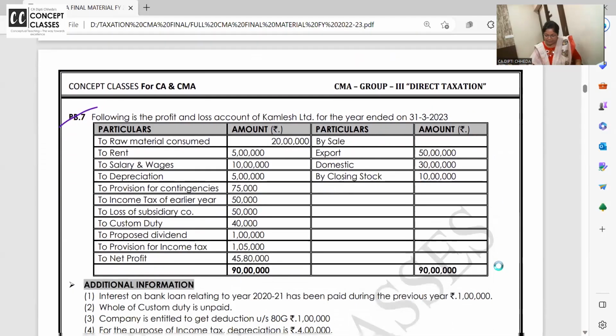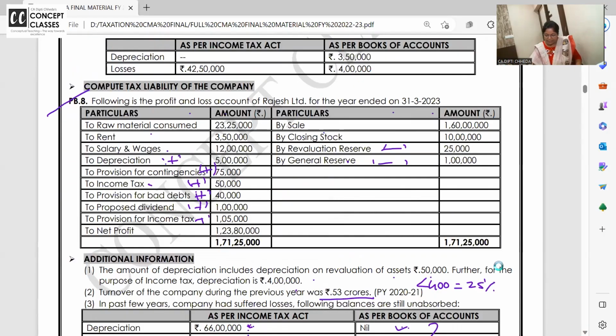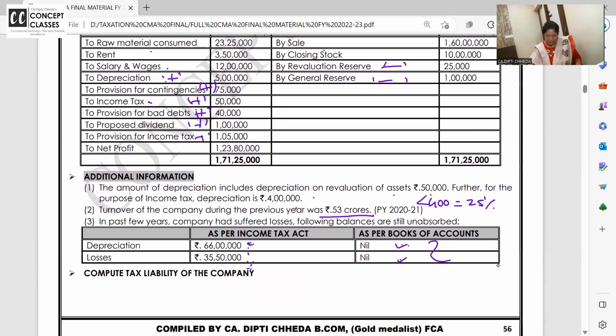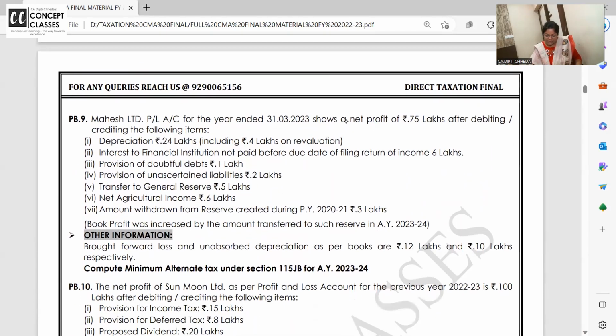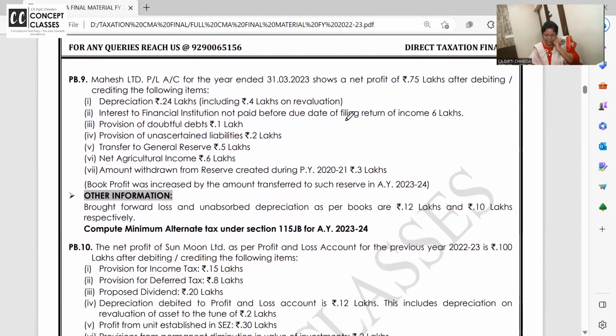Okay, one more last small problem and then we'll close for today. 6th, 7th and 8th are all done. I think the 9th one is very easy. Will you do it as homework? Here it is boldly saying compute MAT. Ma'am, then shall we do the regular tax and tax? No, please just compute the MAT. If MAT is asked, then do only MAT.